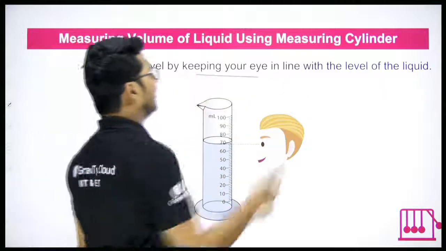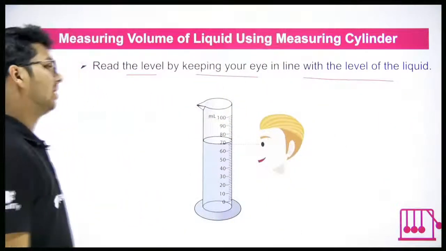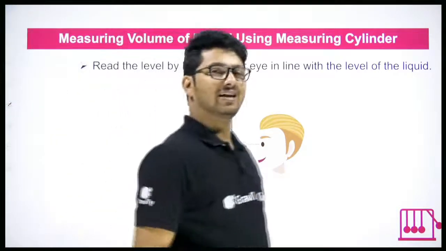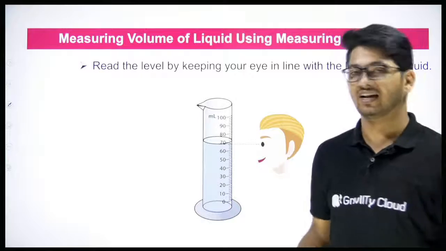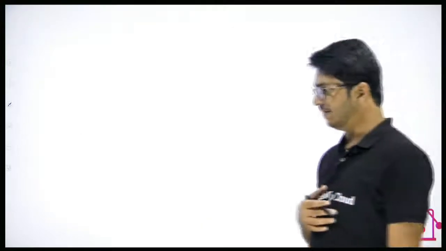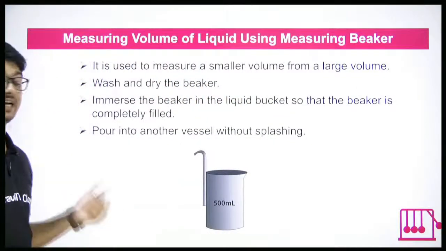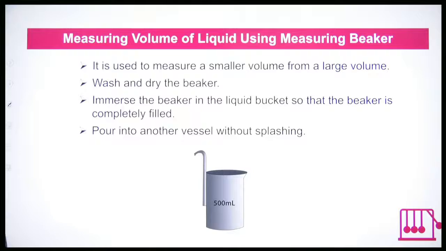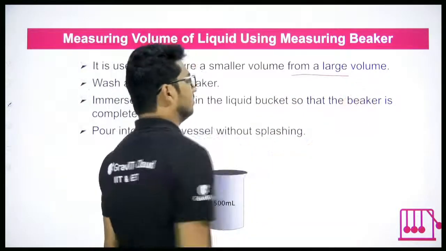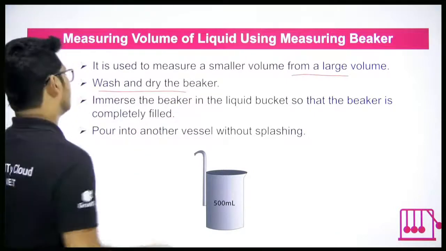Read the level by keeping your eye in line with the level of liquid. And then you take the reading. Simple. Even without me telling it, you will know how to use a measuring cylinder. Yes? That's it. Good. Then you can again go with measuring using a measuring beaker also. It is used to measure smaller volume from a larger volume. Wash and dry the beaker first, as always.